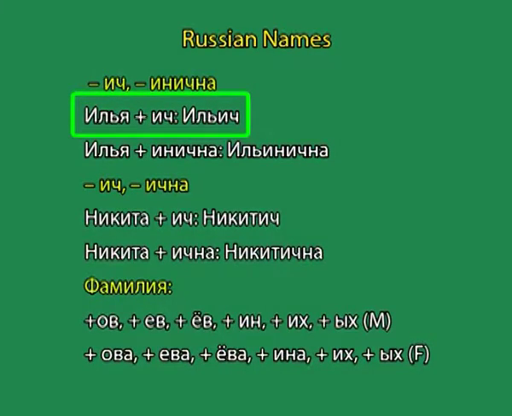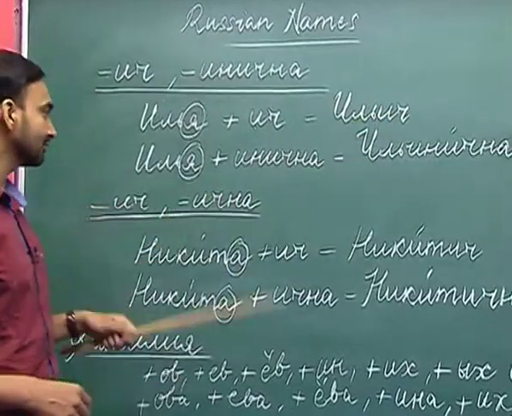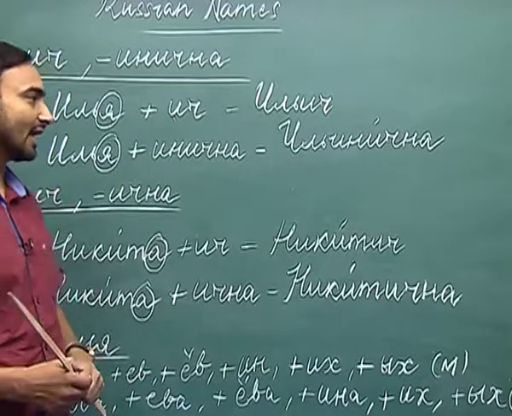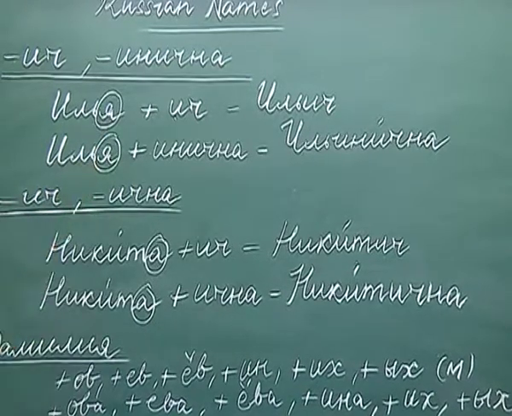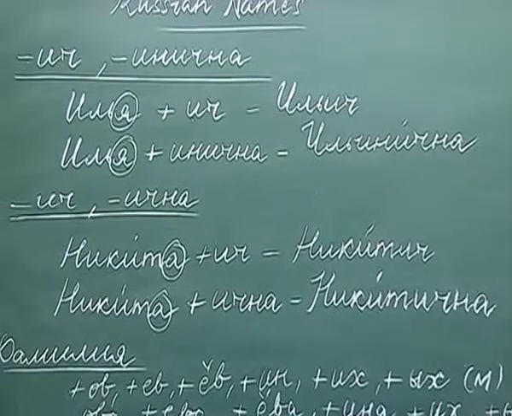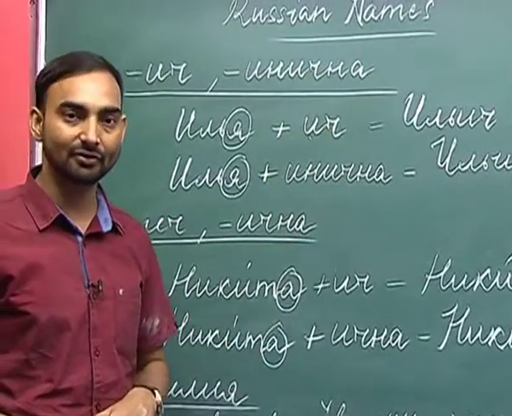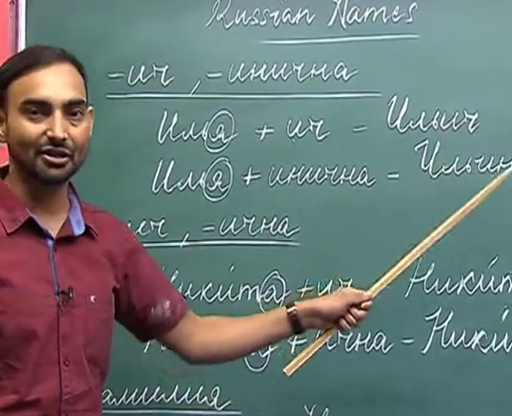For example, Ilya. Ilya plus each becomes Ilich. It is a masculine patronymic. Ilya plus inichna, Ilinichna. That is a feminine patronymic. As you can already see that Ilya ends with ya. So, whenever a first name ends with ya, then we use these suffixes to form their patronymic. So, Ilya, Ilich, Ilya, Ilinichna.